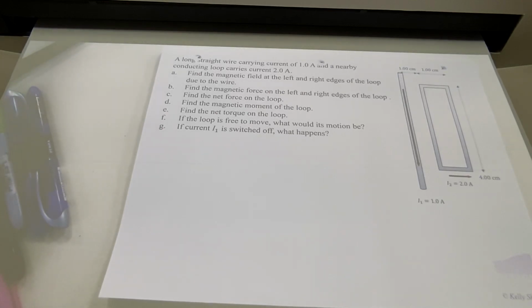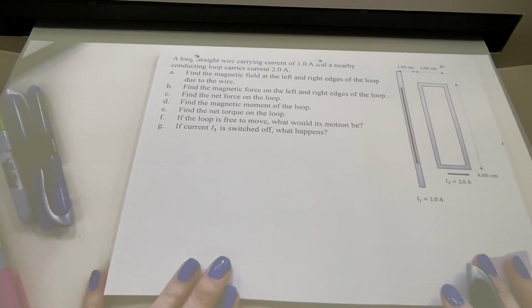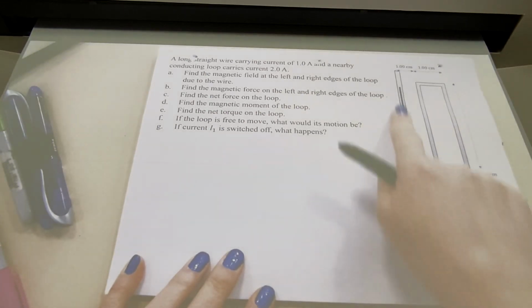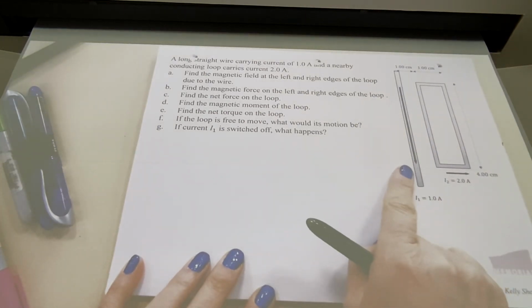So this one is going to give us a nice review of most of the stuff we've done about our magnetic fields so far. So lots of details here in this problem. A long straight wire carries current of 1 amp. That's this one right here. It shows that the current is flowing downwards.